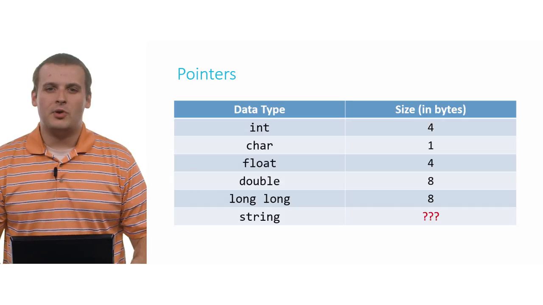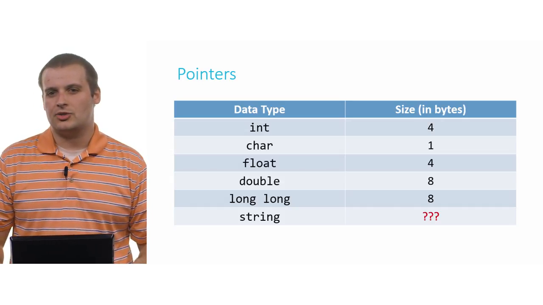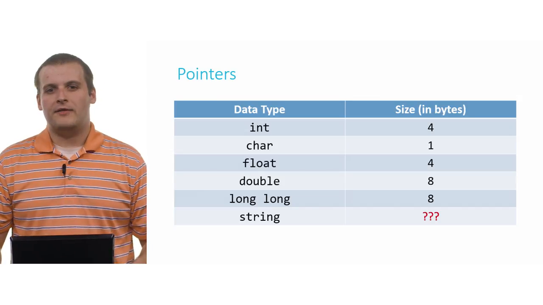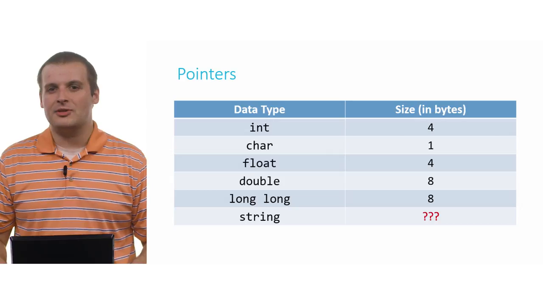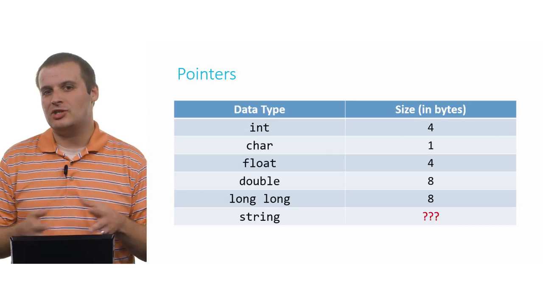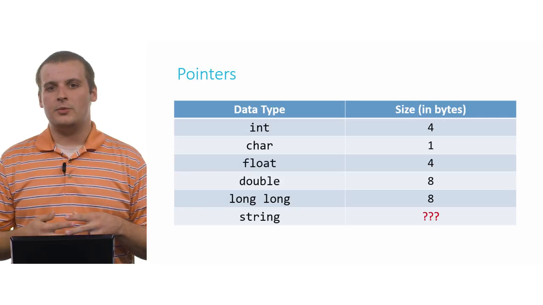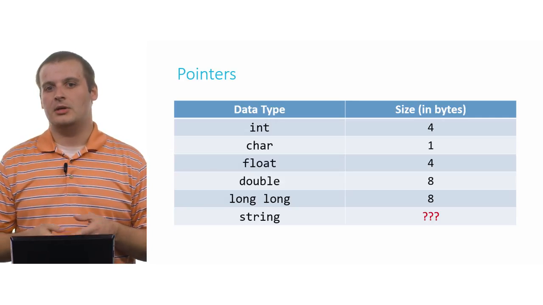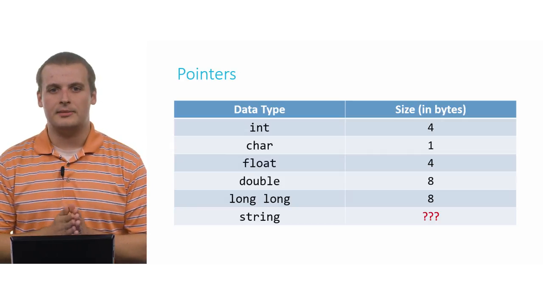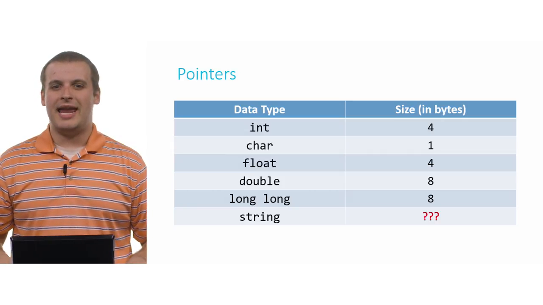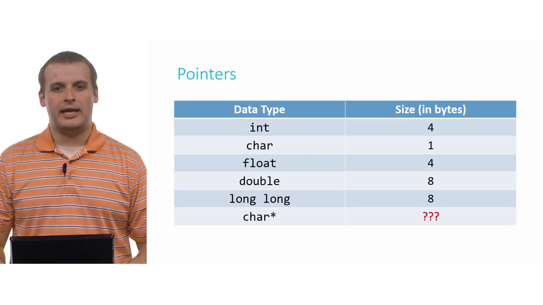OK, so I kind of promised that we would revisit the concept of how large is a string. Well, we've really kind of been lying to you the whole time. There's no data type called string. And in fact, I mentioned this in one of our earliest videos on data types, that string was a data type that was created for you in cs50.h. You have to #include cs50.h in order to use it. Well, string is really just an alias for something called a char star, a pointer to a character.